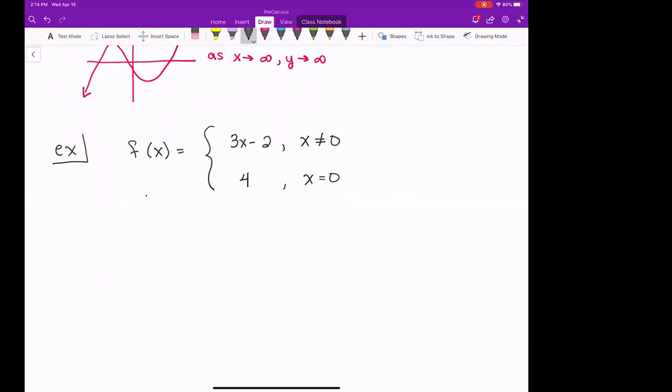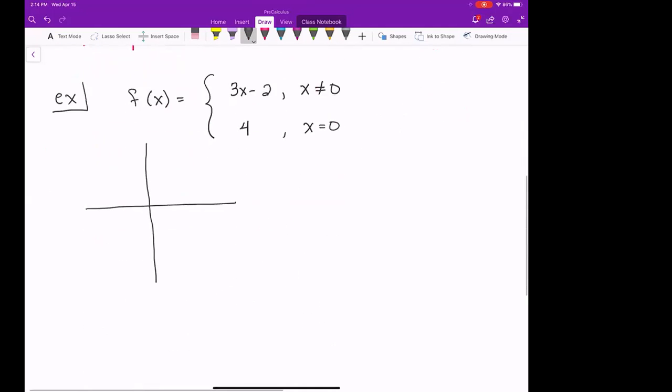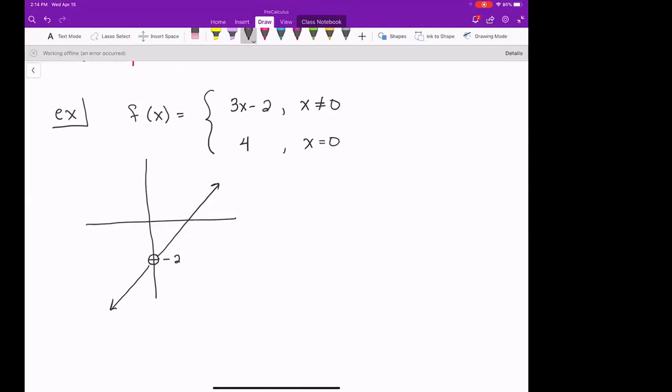Piecewise defined functions might not be your favorite, but they're basically graphing it in pieces. So we'll still have that linear function that I had up here, 3x minus 2. The only difference is when x equals 0, we don't actually have a point there. So it's the linear function for every value except at x equals 0, because in the piecewise statement we're only using 3x minus 2 when x doesn't equal 0. Then when x does equal 0, you are at a y value of 4.